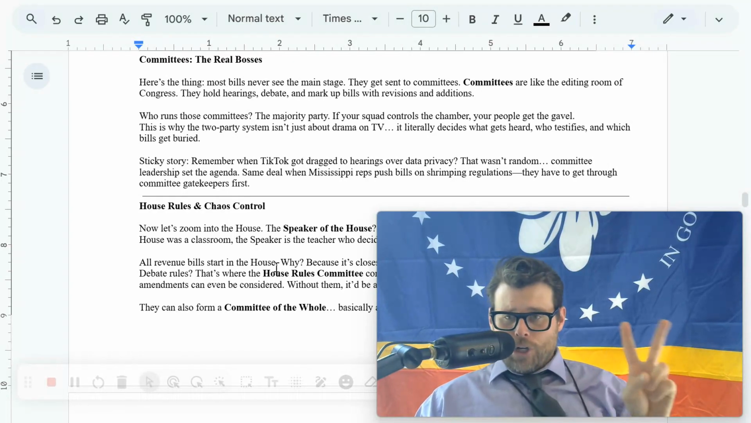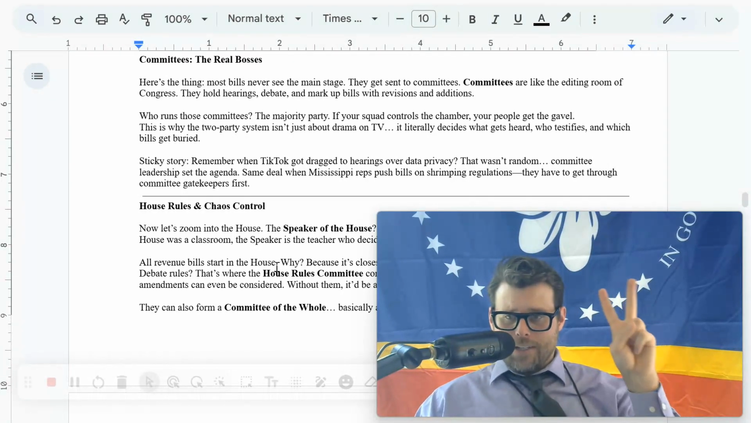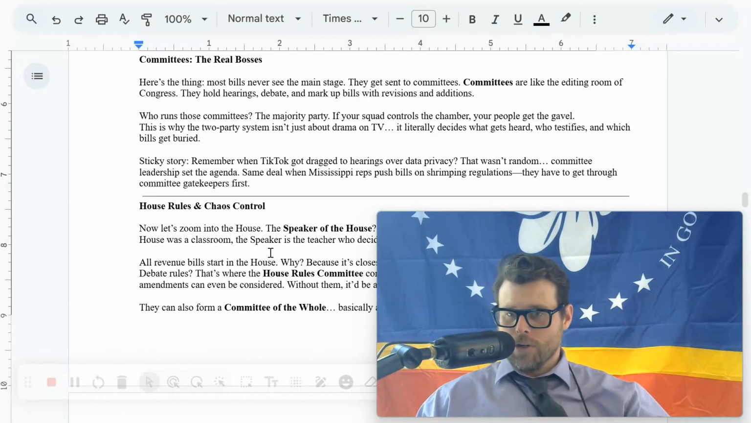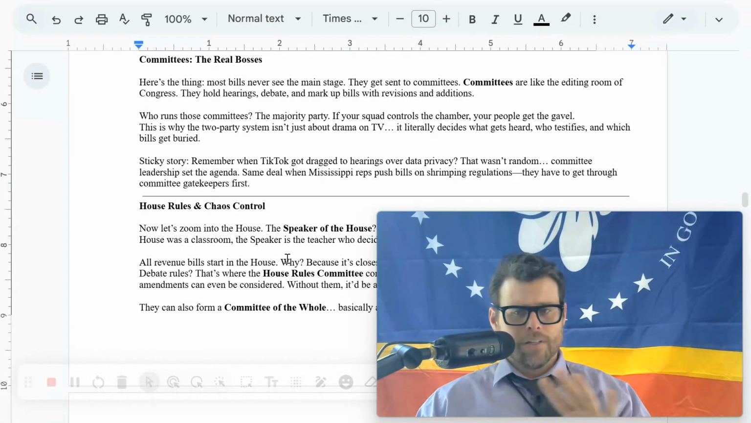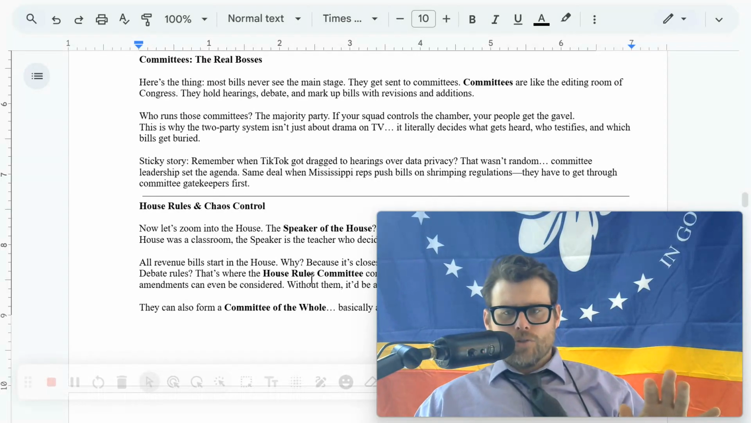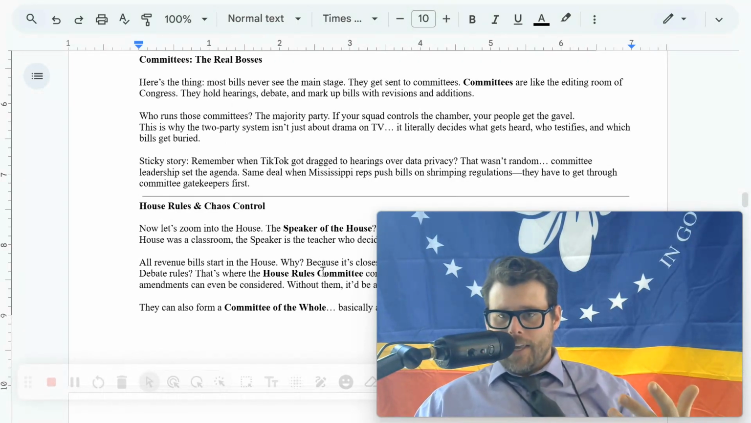This is why the two-party system matters, because we have Democrat and Republican parties. Those are our two parties that dominate. However, there are minority parties, smaller parties, third parties, but we don't really see them winning elections much. And this is why the two-party system isn't just about drama on TV. It literally decides what gets heard, who testifies, which bills get buried, and which bills see the light of day.